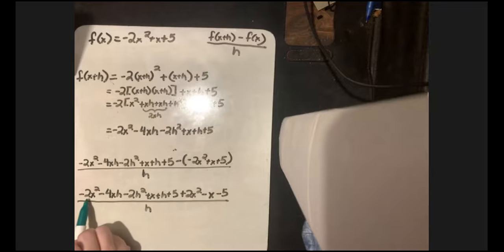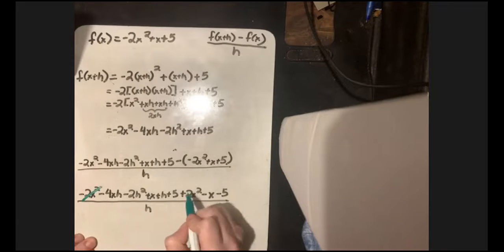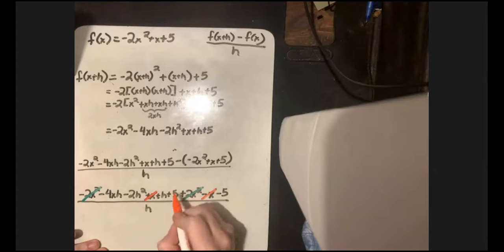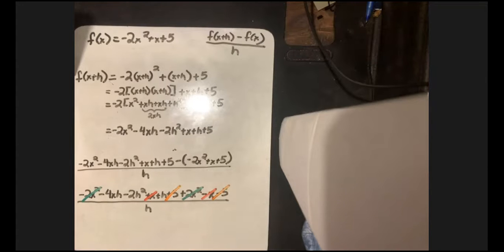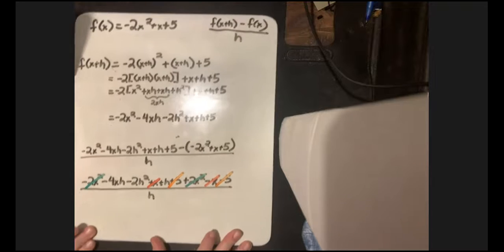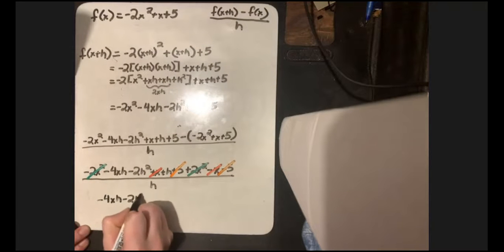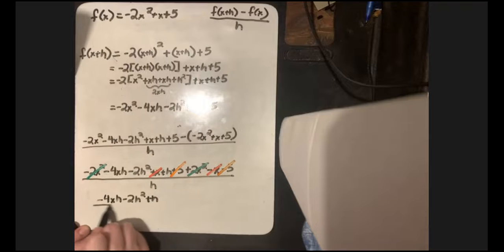Okay, so now looking at what we got. I've got a minus 2x squared and a plus 2x squared. They will cancel each other out. I have a positive x and a negative x. They will cancel each other out. I have a positive 5 and a negative 5. They will cancel each other out. So now what I have left is the negative 4xh minus the 2h squared, and then this plus h right here, all over h.